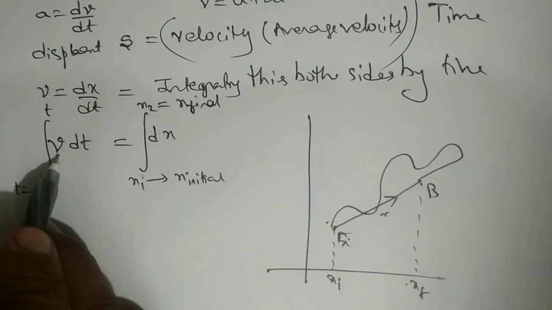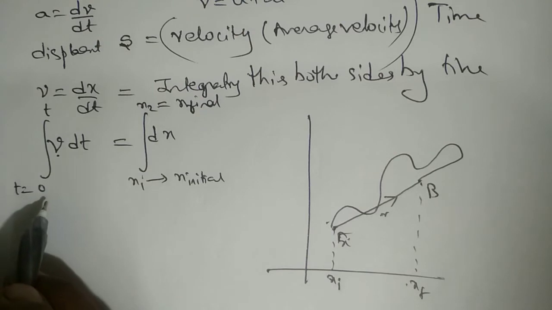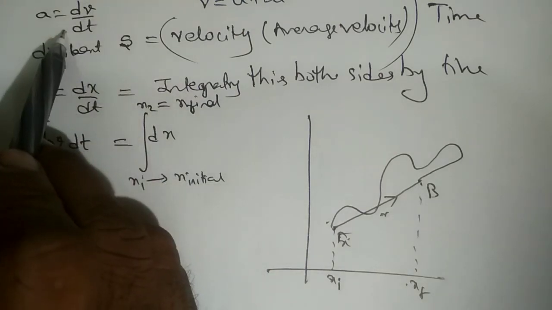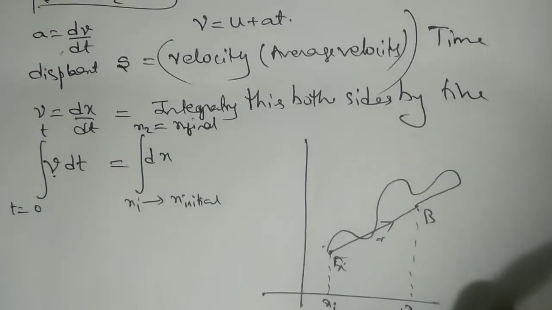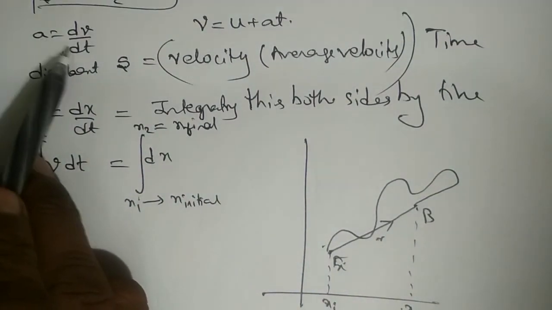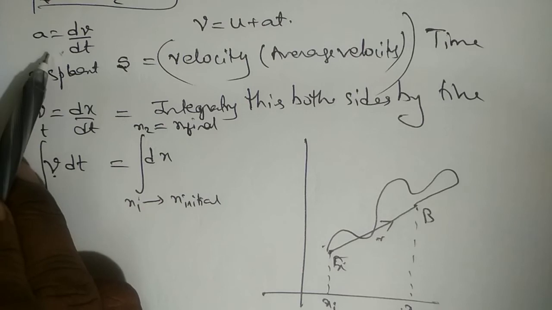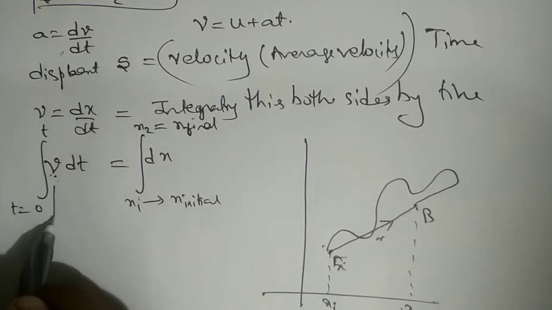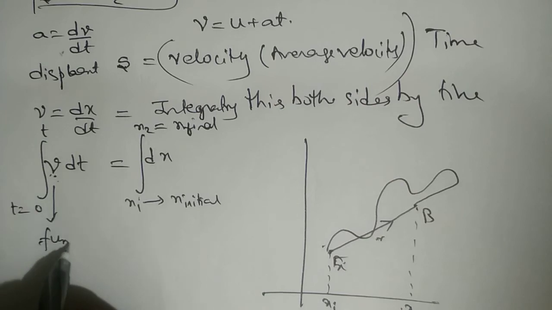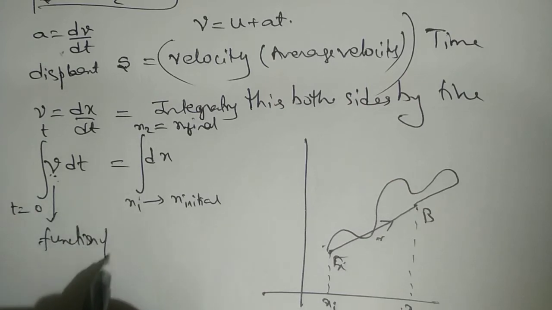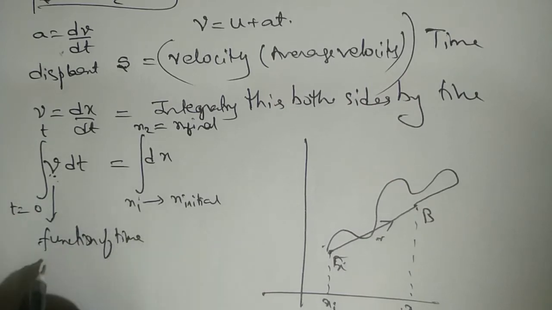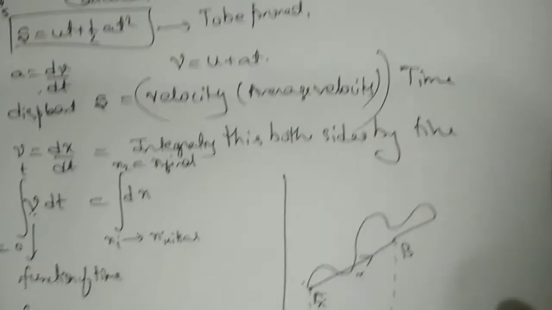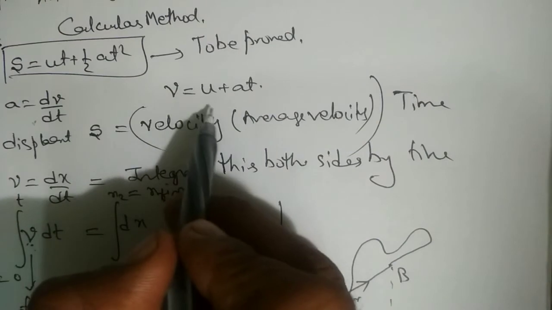V is not some number, we just can't take it out like earlier we did. If you remember, when we integrated a dt, where a is equal to dv by dt, a used to come out and integral dt was simple t. But here it's not going to be like that, because v is a function of time. So what is that function of time? We already have it.